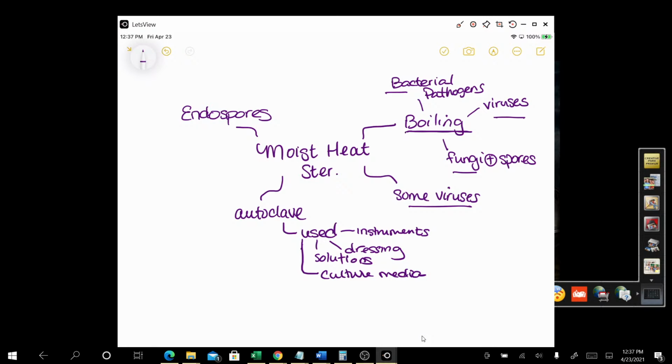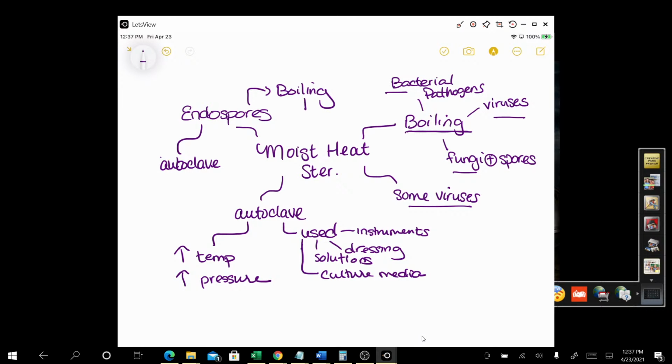Now, using this instrument, we're going to need a very high temperature. So we need a high temperature and a high pressure. Now, endospores can be killed by using autoclaves and through boiling. But the amount of time is 20 hours until they are destroyed. So that's moist heat sterilization.